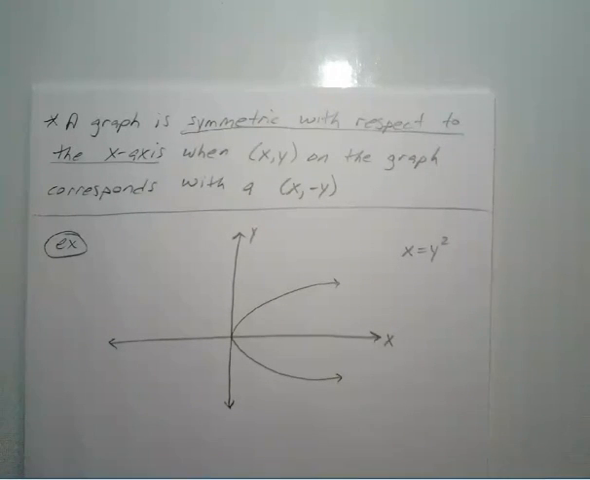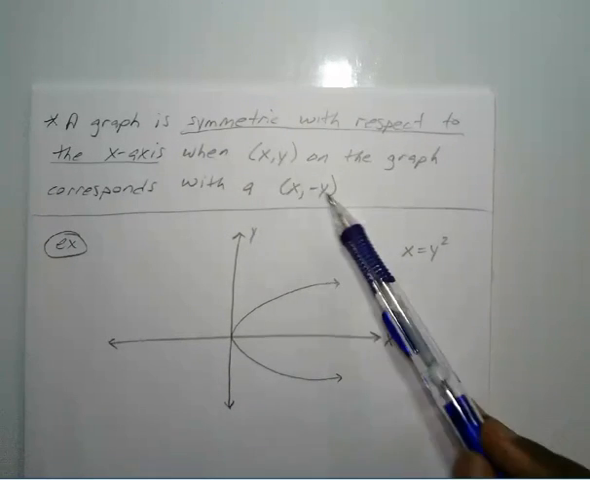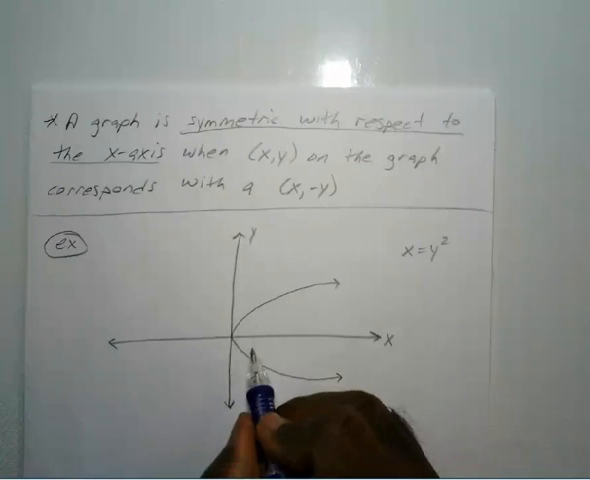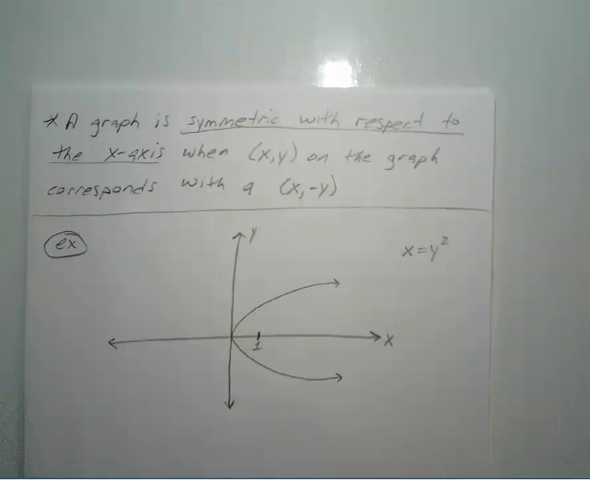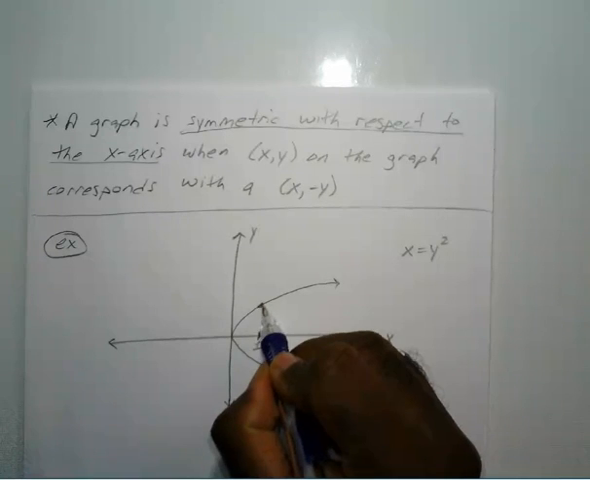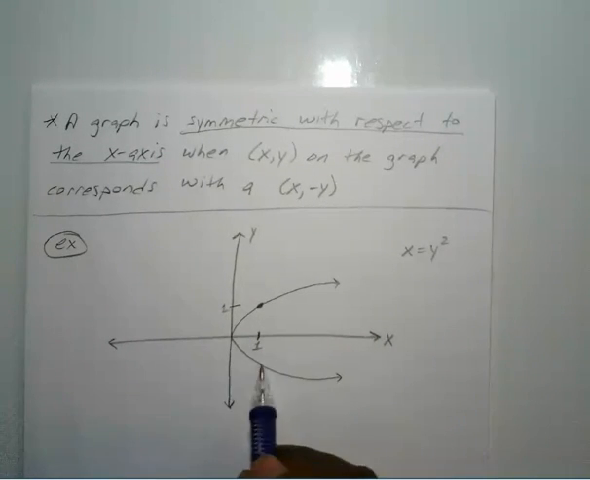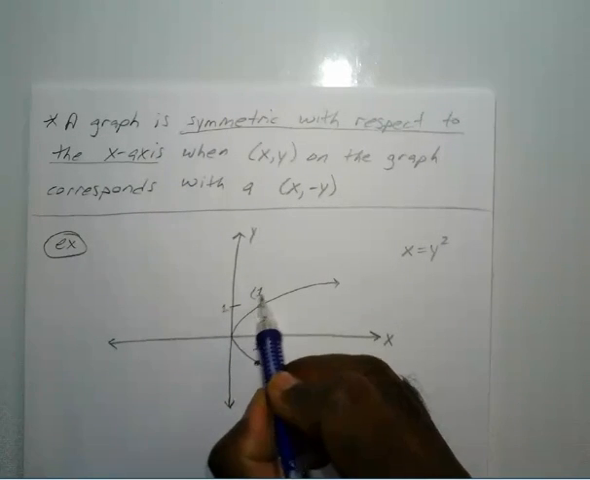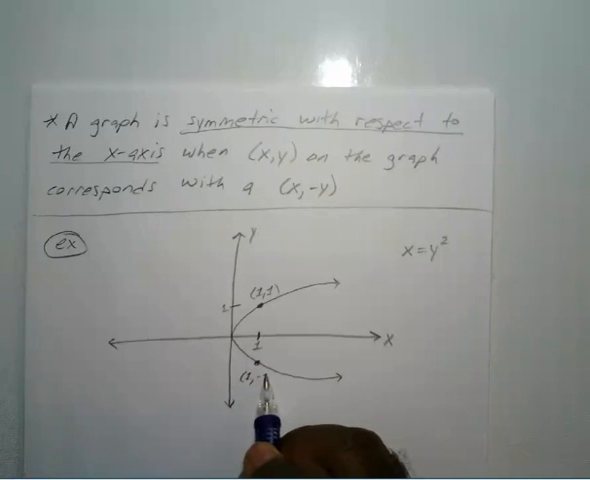Just like before, where you had the same y value when you changed x's, here you have the same x value even though the y's are opposites. Let's say you have x equals 1. That means y can equal 1 or y can equal negative 1, because this is the point 1 comma 1 and this is the point 1 comma negative 1.